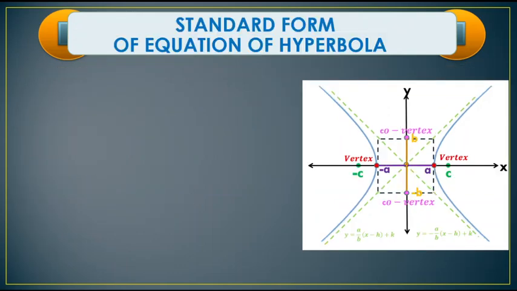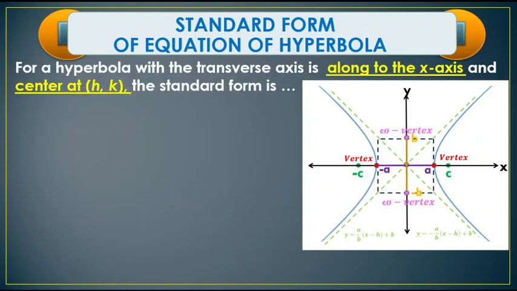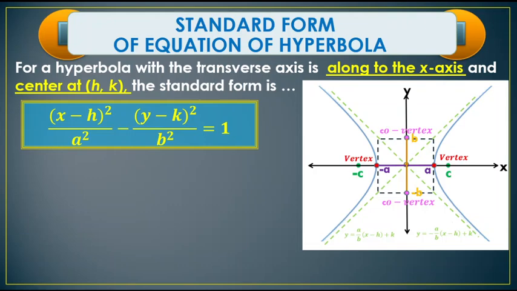Now let's proceed to the standard form equation of hyperbola. For hyperbola with the transverse axis along the x-axis and centered at (h, k), the standard form, based on our illustration, is the squared of the difference of x and h over a squared minus the squared of the difference of y and k over b squared is equal to 1.